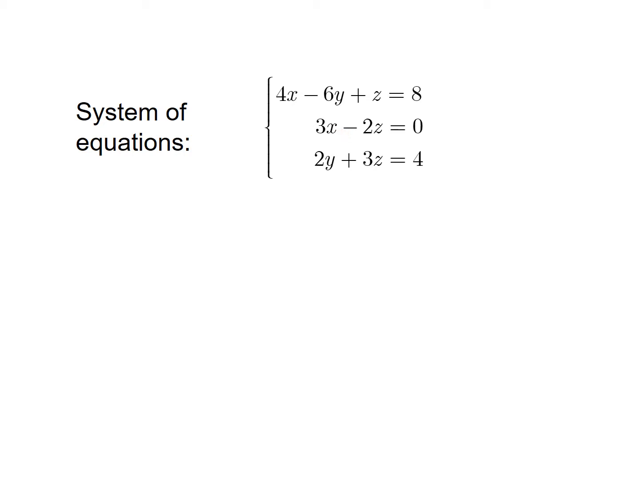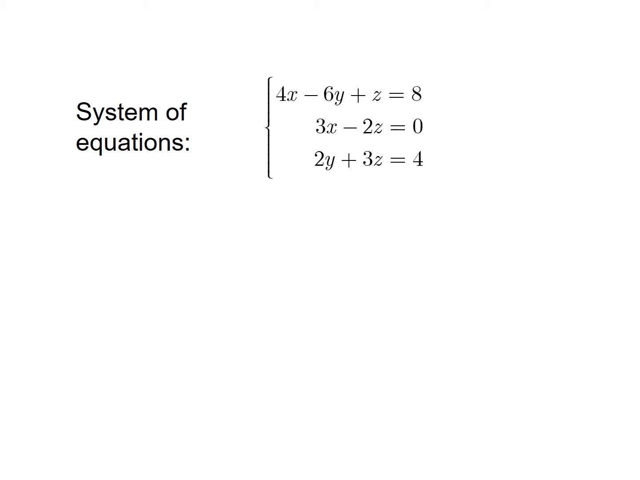X, z, there are no y's, so they're not listed, with a number on the other side. This one has no x's, but then y and z are still in order with the number on the other side. The augmented matrix takes only numbers out of these systems of equations.